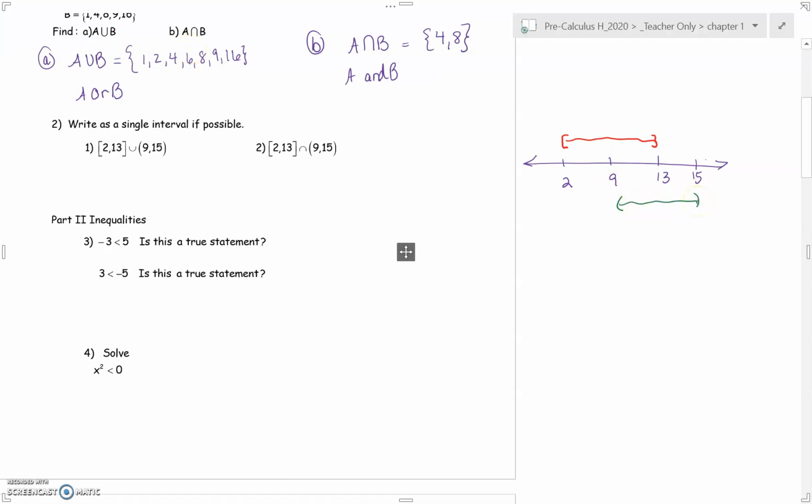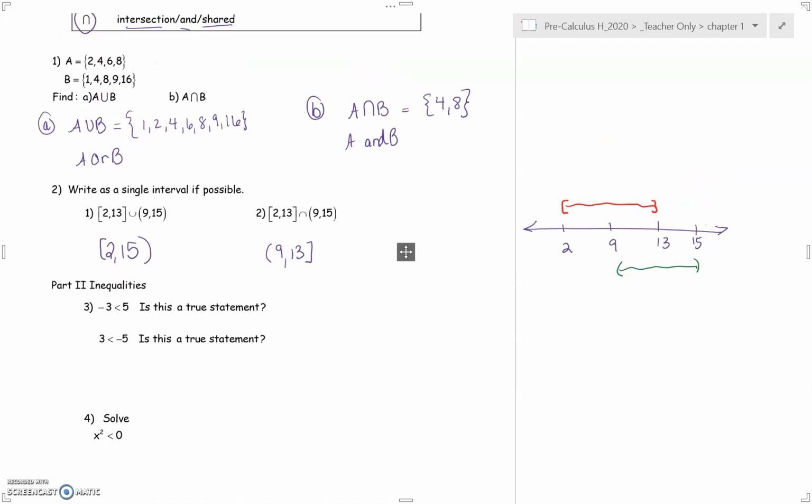For the first question, tell me what would be the interval notation if I want to do a union, and then for the second question, an intersection. Give it a try. Go ahead and pause the video and write your answer down. Okay, let's check our answer.